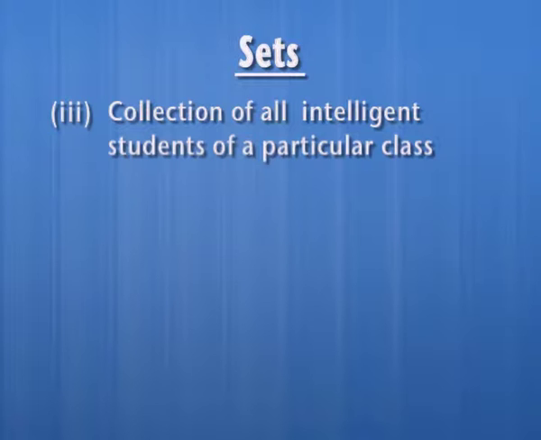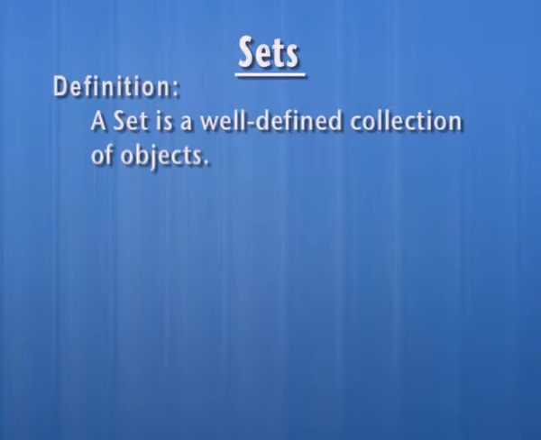Further, let me collect some intelligent students of a particular class. Now, let me know whether this collection is set. Of course not. Why? Because the collection of intelligent students is not well defined. One child may be intelligent according to one teacher and may not be intelligent according to the other. So, this collection is not properly defined. So, we can define the set like this. A set is a well defined collection of objects.